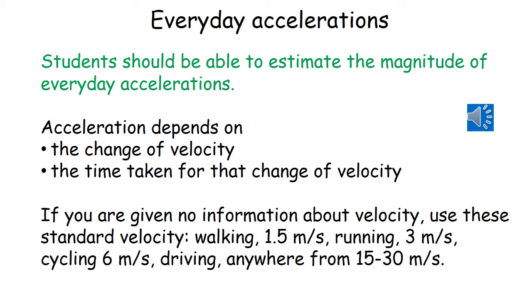and each one doubled the one before. So you've got walking 1.5 meters per second, running 3 meters per second, and cycling 6 meters per second. Driving, you could choose anywhere between 15 and 30 meters per second. 30 meters per second is about 70 miles an hour. 15 meters per second is just over 30 miles an hour.